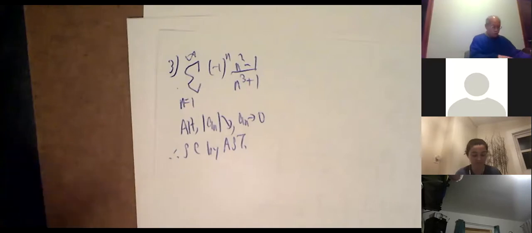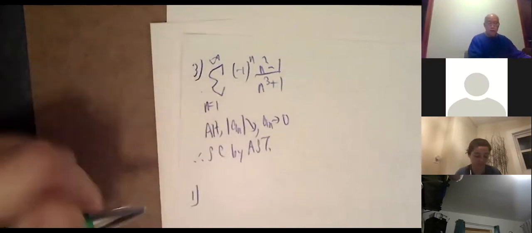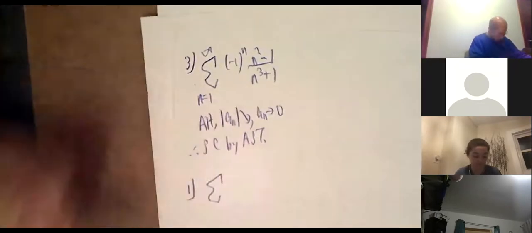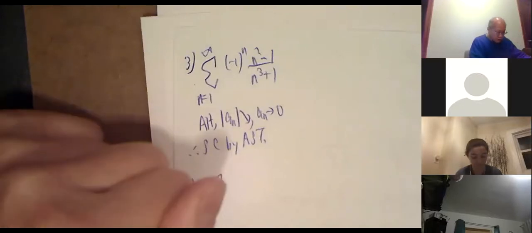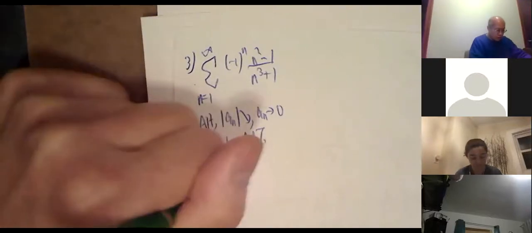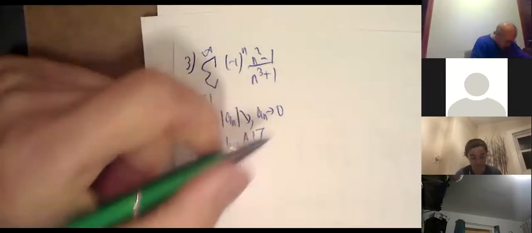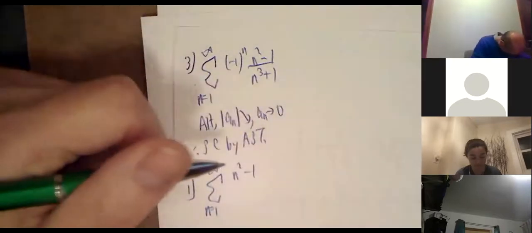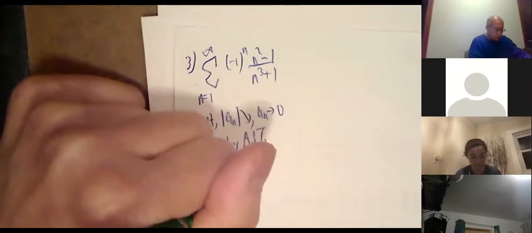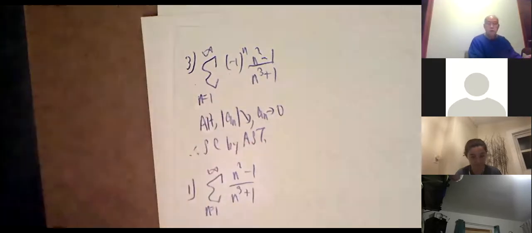All right, so I want to show you number 1. Kind of going out of order here. Summation n equals 1 to infinity, n squared minus 1 over n cubed plus 1.